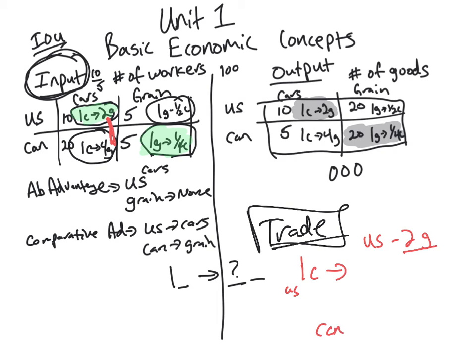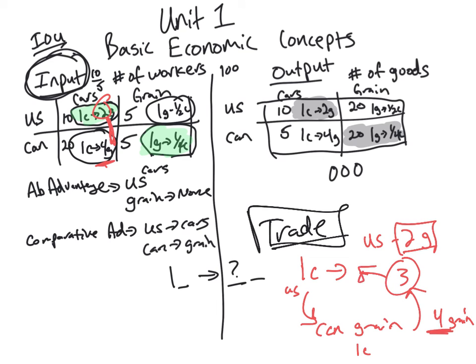Canada has grain, and they're willing to give the US some grain, but they want to give less than the 4 grain that it cost themselves to get 1 car. So they're going to get a car, and they want to give up less than 4, which is this number right here. That's how much it costs them to make a car. But they have to do better than 2, which is what it would cost the US to do it themselves. So obviously they come back with 3. The US says yes to 3, and they're good. 1 car to 3 grain, and both are better off.